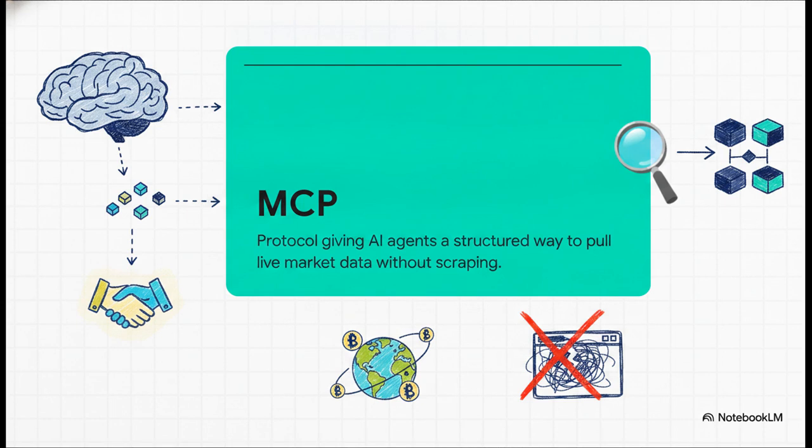Well, the answer lies in new protocols like MCP, or the Model Context Protocol, offered by CoinMarketCap. So the crucial point is that MCP gives AI agents a structured, tool-friendly way to pull live market data directly. It completely eliminates the clumsy need to scrape web pages or manually wire every single API call. It basically teaches the AI how to safely and efficiently ingest these vast data sets all on its own.